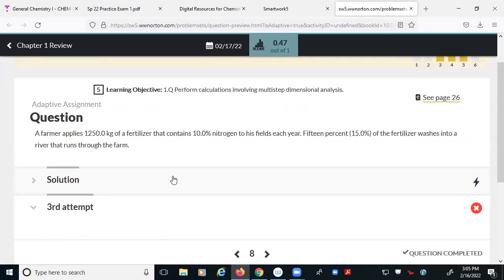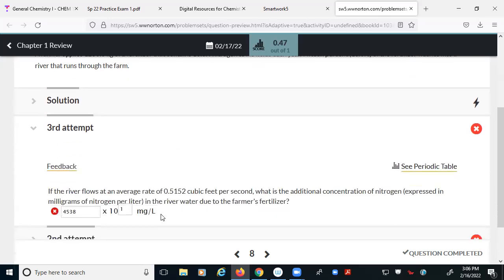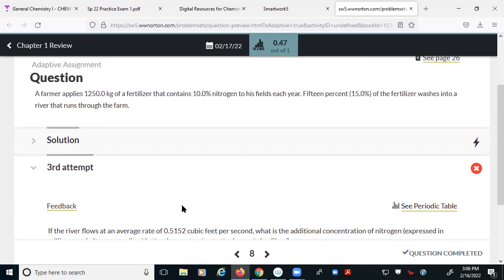Okay, so we can probably start with this statement here. There's not going to be a conversion question this complex on the exam, and the main reason for that is that it would be the entire exam. That being said, in terms of the question you're being asked: if the river flows at an average rate of that many cubic feet per second, what is the additional concentration of nitrogen in the river due to the farmer's fertilizer?